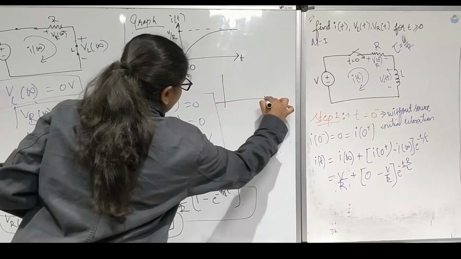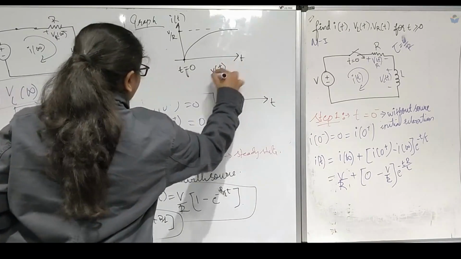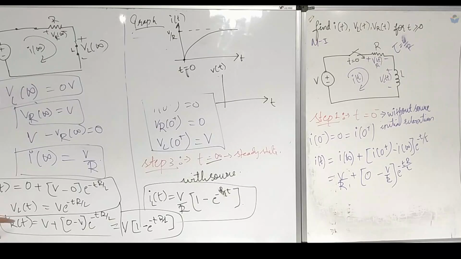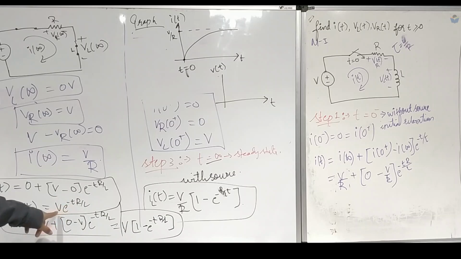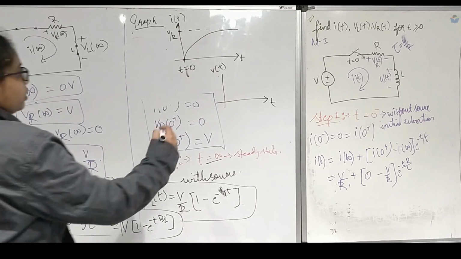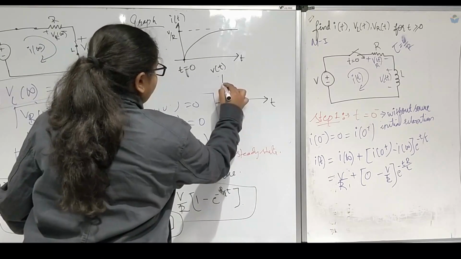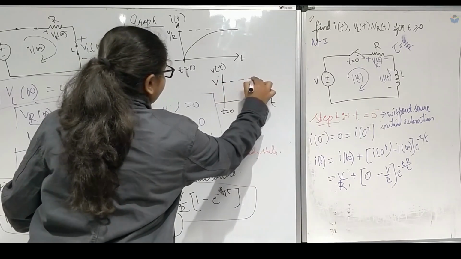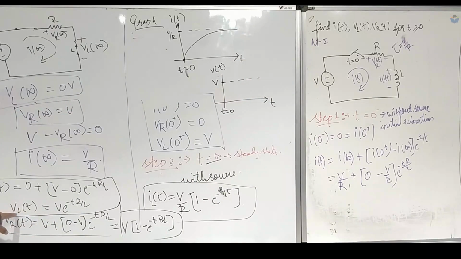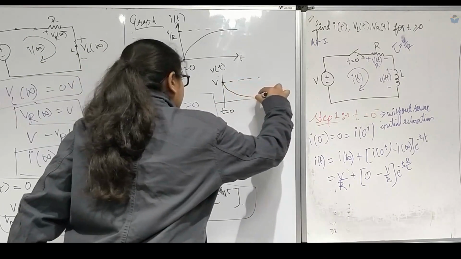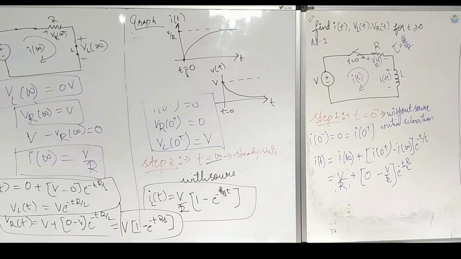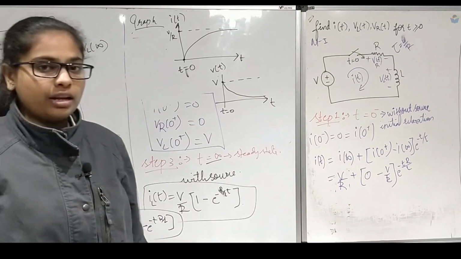Now similarly for V of t, so in this case VL of t, substitute 0, you will get at t is equal to 0 it will be equal to V, right? And for t is equal to infinite, it will be 0. It will be decaying, right? So you can take this in this way. Alright, so this is the graphical nature for the RL circuit.